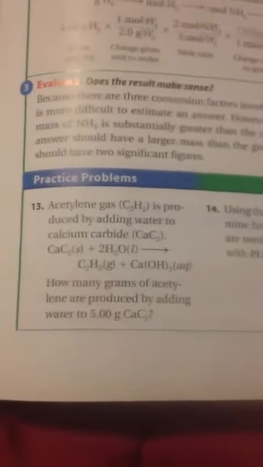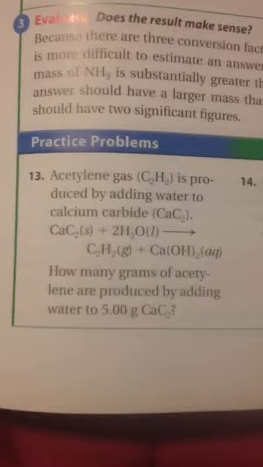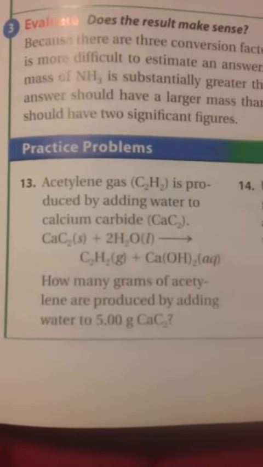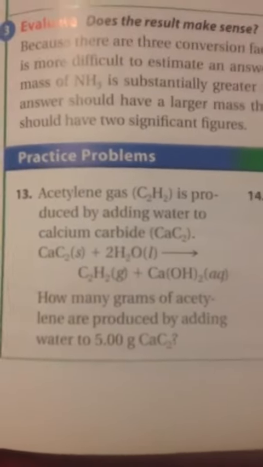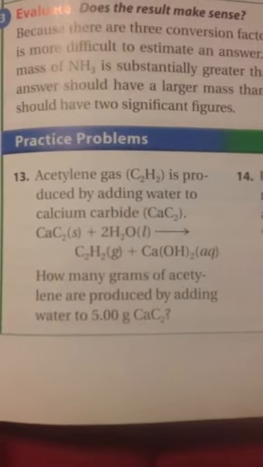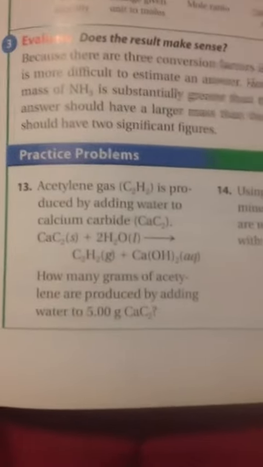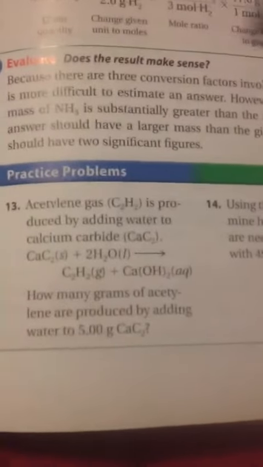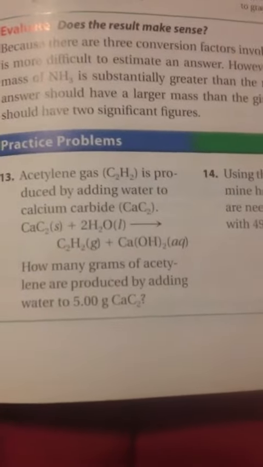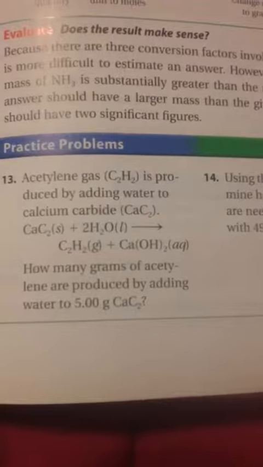And the second example is number 13 on page 361, which says acetylene gas, C2H2, is produced by adding water to calcium carbide, which is CaC2. It gives us the equation, and then the question is how many grams of acetylene are produced by adding water to 5 grams of CaC2.